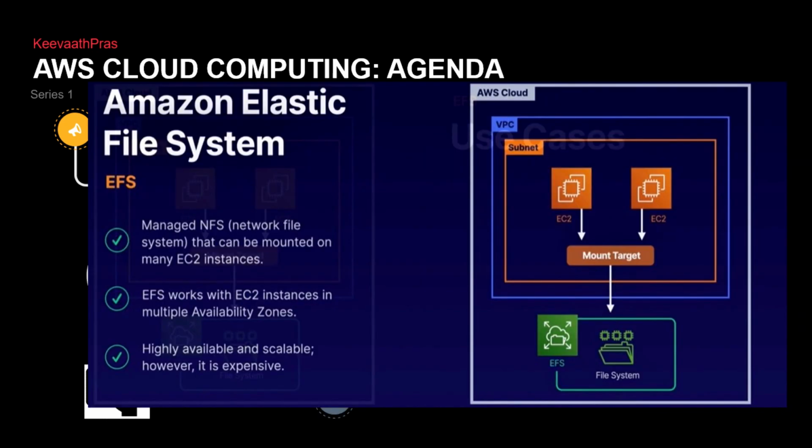All right, now let's actually talk of Elastic File System. We talked of Elastic Block Storage, and we'll also be seeing a lab on the Elastic File System. It's a managed network file system. It actually works with EC2 instances on multiple availability zones. It is just like a file. It is highly available, scalable, and expensive.